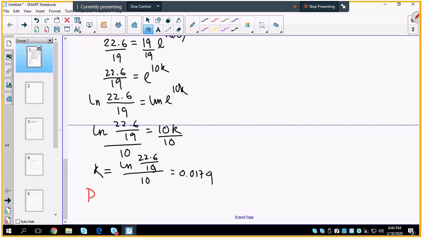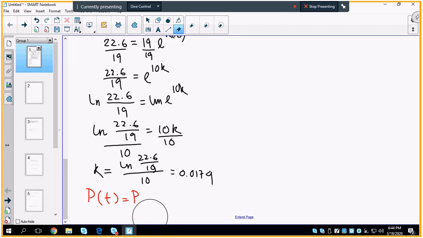Remember, this question asked you to write the population model. So you're going to say P(t) is equal to P naught, the initial population, which I know for Australia was 19 million. So 19 times e to the power 0.0174t. And that is called the population model. As I change time, it gives me the population in a certain year after 2000.